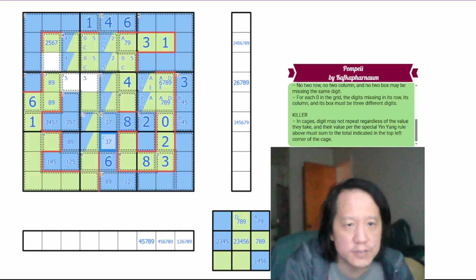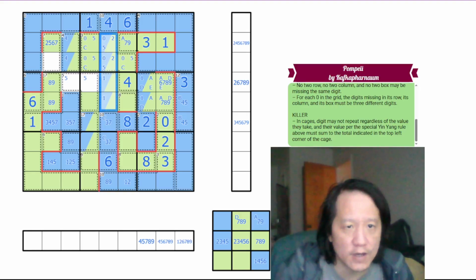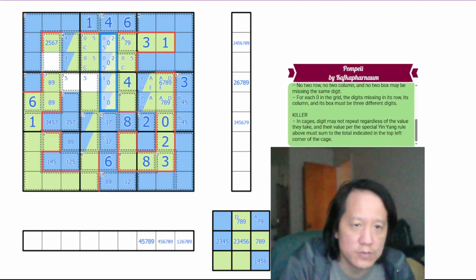This is a 3-7 pair. Rest of column, 5 can be 0, 5, 8, or 9. And then we have 2 here. And this is 1.